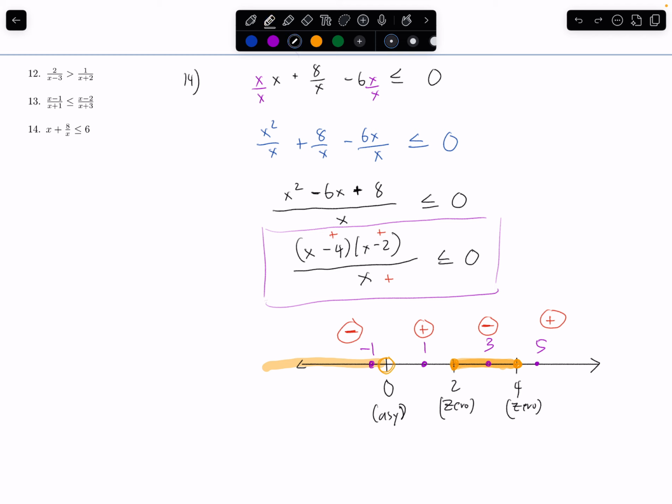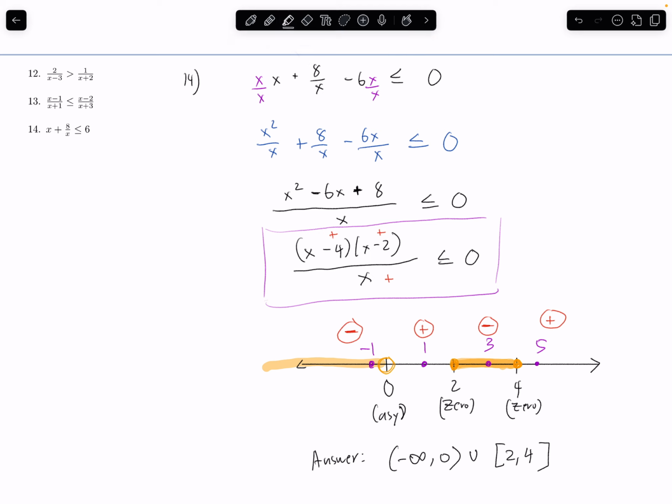So that means when I do my answer, it's going to look like this. Negative infinity up until 0, but not including the 0. And then from 2, but this time including the 2, to 4, close it off, including the 4. So those are spots where I'm either negative or I'm 0. Okay, and there you have it, folks. That is it. We are done. So here's your final answer.